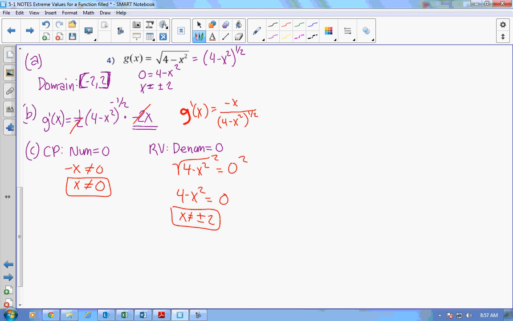Do our famous number line. And this is for g prime. Make sure you're labeling. Make sure you know what the number line represents. It represents the derivative. We put -2, 0, and +2 on the number line.